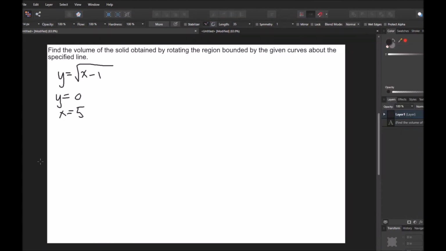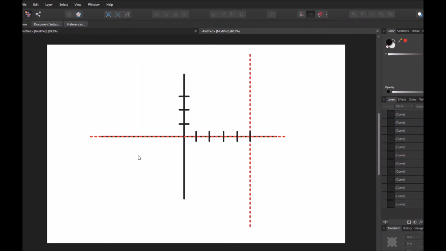Okay, so in this next question we're asked to do the exact same thing, to find the volume of the solid obtained by rotating the region bounded by the given curves about the specified line, but this time we're given different information. We're given y equals the square root of x minus 1, y equals 0, and x equals 5. So once again, I'm going to go to the graph here to try to give a visual aid to this. So we've got this graph here, and this red dotted line represents y equals 0, and this red dotted line going vertically represents x equals 5.